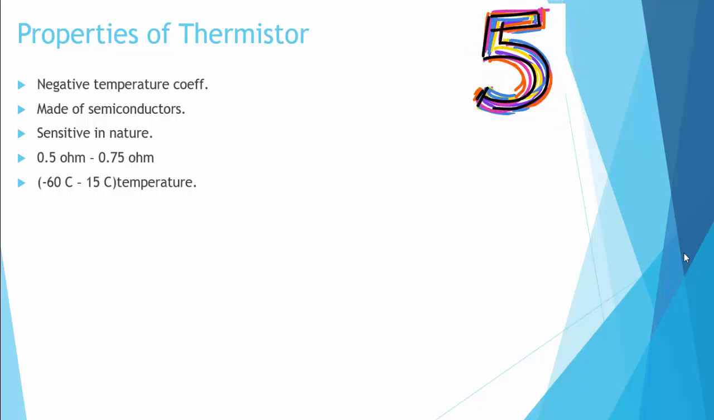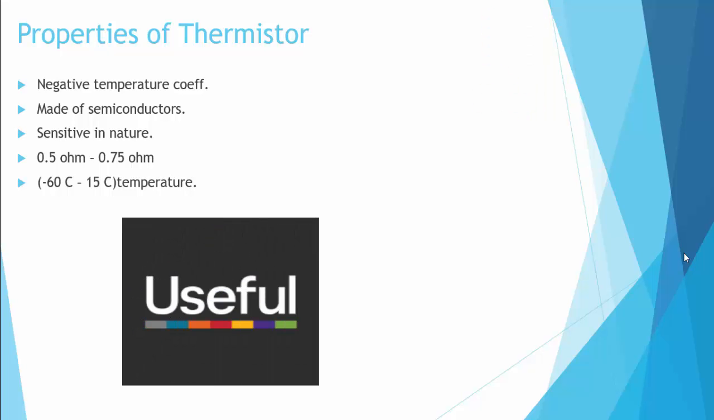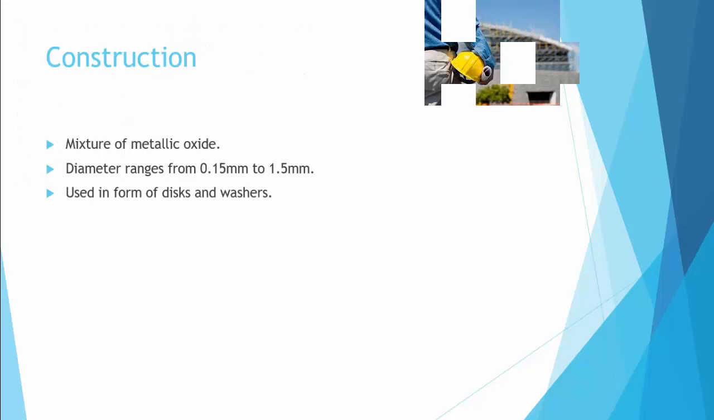And number five, they are generally used in applications when the measurement range of temperature is from minus 60 degrees Celsius to 15 degrees Celsius. And after stating all these properties, there is no doubt why it is so famous. So let's talk about the construction of a thermistor.